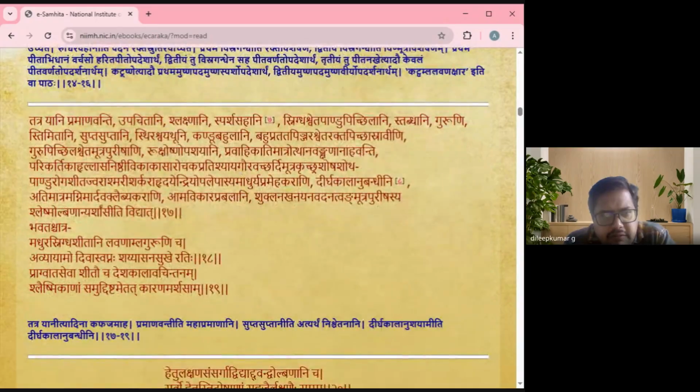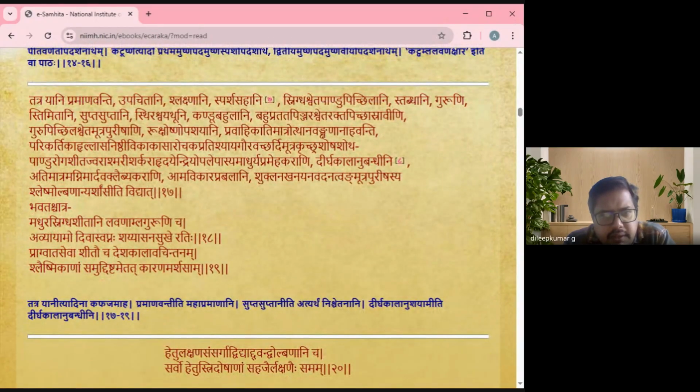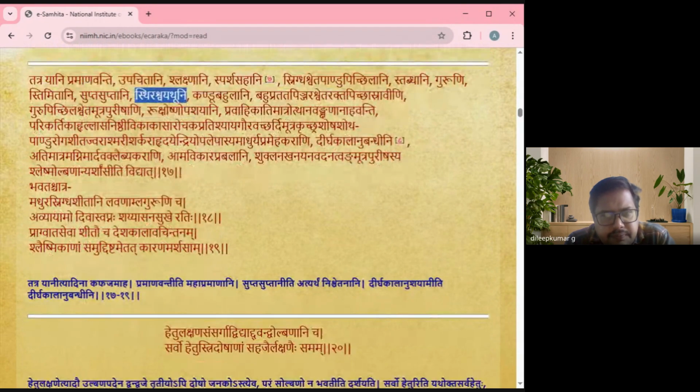Next is Kafaja Arshas. They are Slakshnani, Sparsha Sahani, means you can palpate it, easily palpable, non-painful Arshas, Kafaja Arshas. Stira Shvayatuni, there will be slightly hard swelling. So these are Kafaja Arshas features.